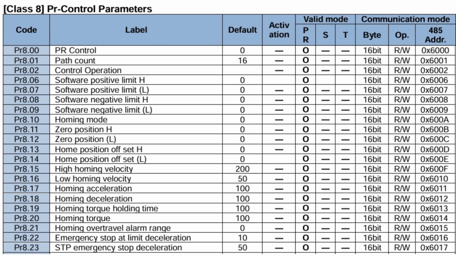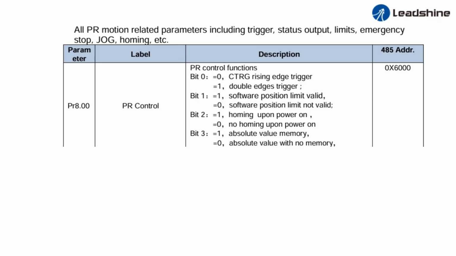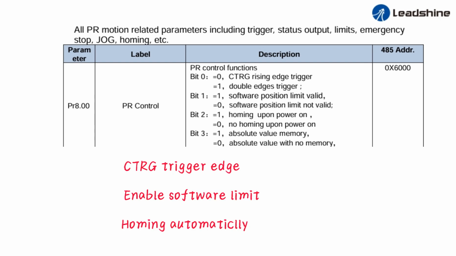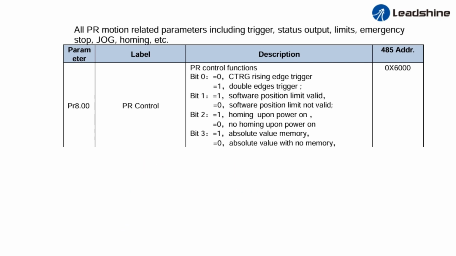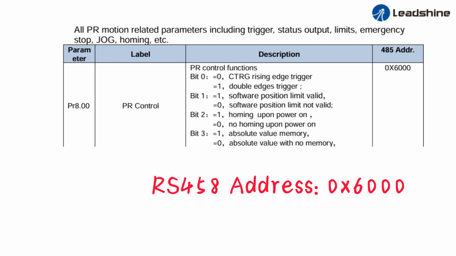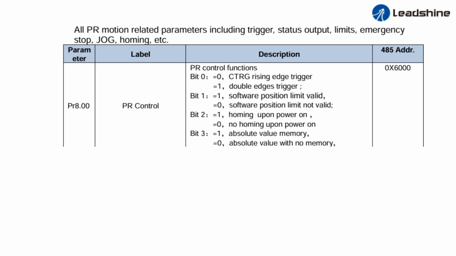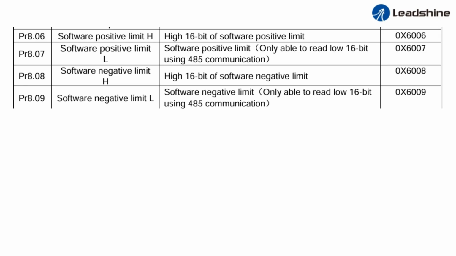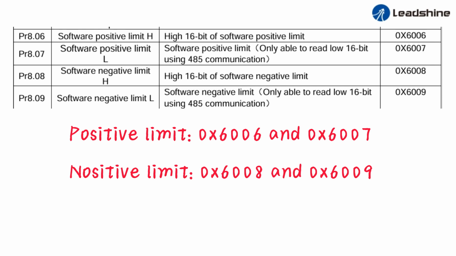These kinds of parameters are contained in the PR8 series. For instance, PR 8.00 is used for setting CTRG edge trigger, software limit, and homing or not upon power on. The RS485 address of PR 8.00 is 0x6000. From PR 8.06 to PR 8.09 are used to set the software limit values. The RS485 addresses are from 0x6006 to 0x6009.